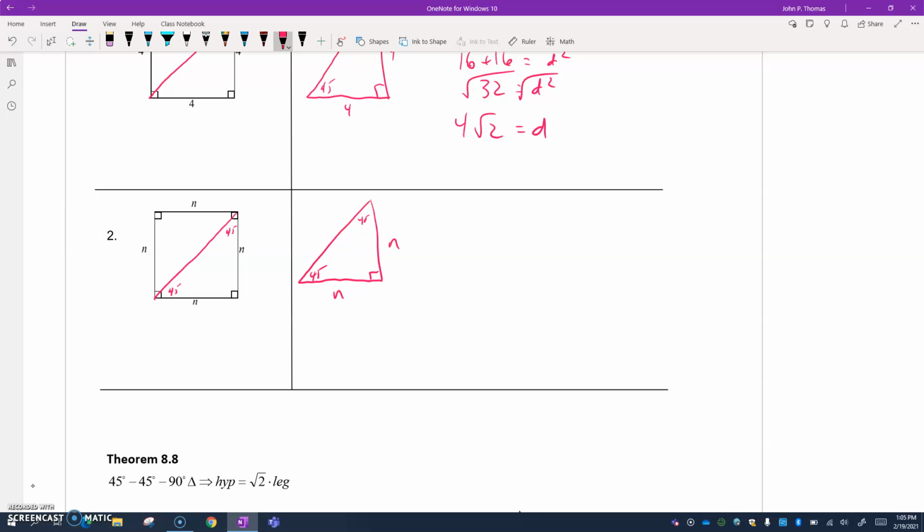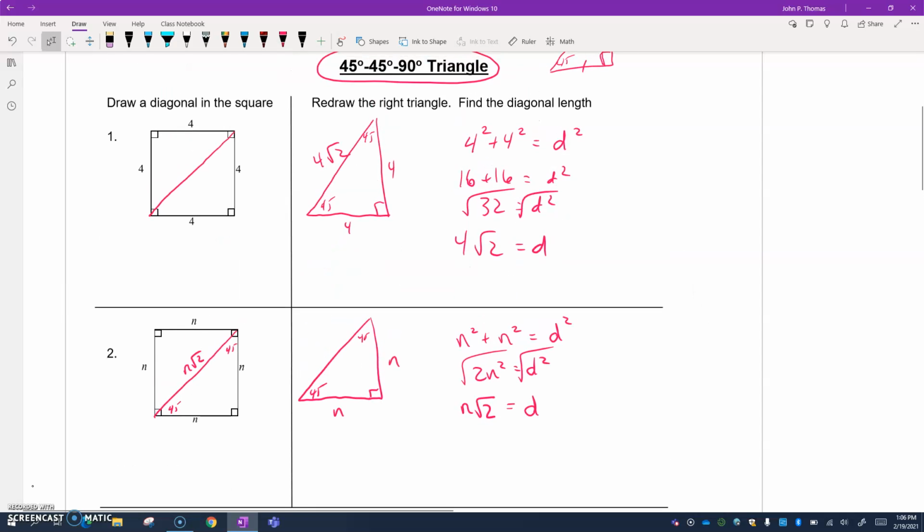I can apply the Pythagorean Theorem again, so I get n squared plus n squared equals d, or diagonal, squared. That's 2n squared equals diagonal squared. I'm going to take the square root of both sides, and when I do that, I get that the diagonal equals n, since the square we can simplify and pull out, but then we're left with the 2 inside, so n root 2. So this side over here would have to be n root 2. Now notice that matches the last one.